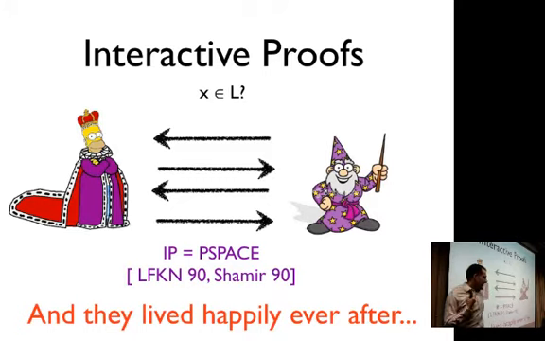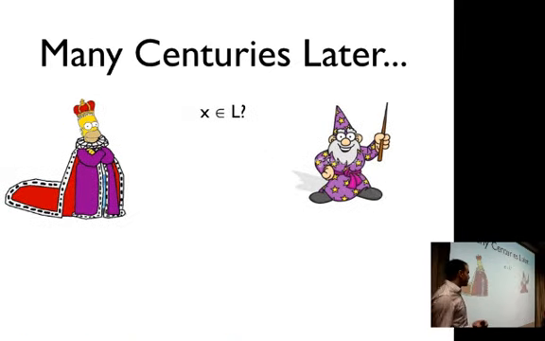This was a lot of work that happened in the late 80s and early 90s that led to the proof of IP equals PSPACE. And this is a great story. It allows us to give interactive proofs for a very, very large class of problems. It's a great story, but it's not the story that I'm going to talk about today. I'm going to talk about a story that happens many centuries later.